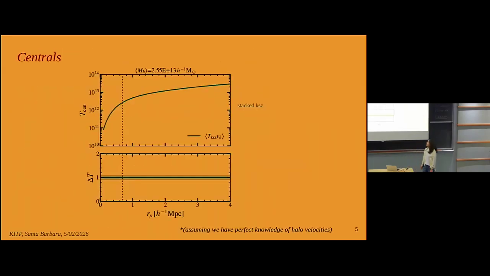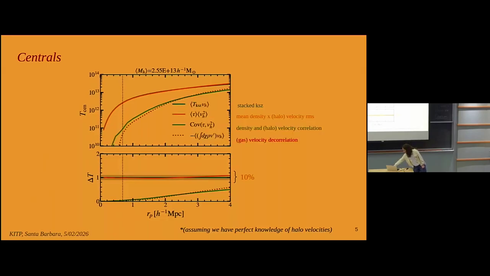Okay, so we start with centrals. This is a simple selection of halos around 10^13 solar masses. That is the full signal. Now, if we just add the dominant factor, tau times RMS of halo velocities, we get a pretty good description. This is not super surprising, but it is basically 10% at 3 megaparsecs over h from the center, which for the LRGs that we were showing is about 6 arcminutes. But this is 10%, not because the other terms are 0, but because they cancel each other.